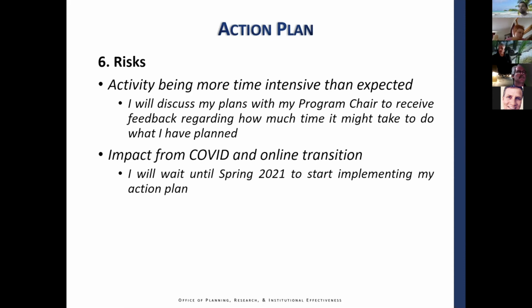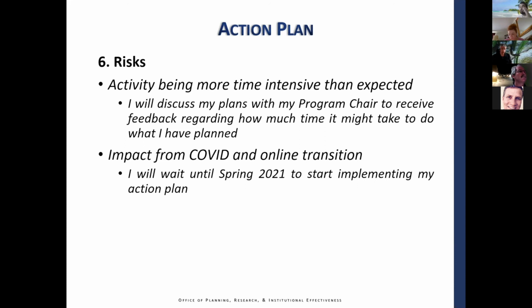The other one that I included is impact from COVID and online transition. So it's just a lot of things going on. At this point in time, I don't feel like I can make these interventions happen because I'm dealing with so many things right now. I just had to transition to online, and right now I really don't know what's going to happen. I'm not sure if I'm going to stay like this or if I'm going to go back to the campus. There's just so many things in the air. Because of that, what I'm going to do is wait until spring 2021 to start implementing my action plan. That's the way in which I'm going to minimize the risk.